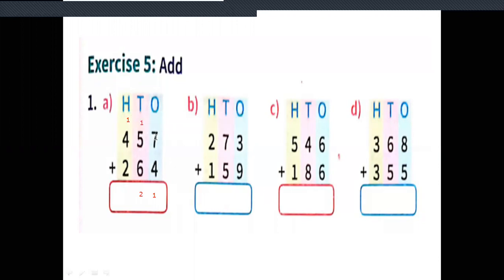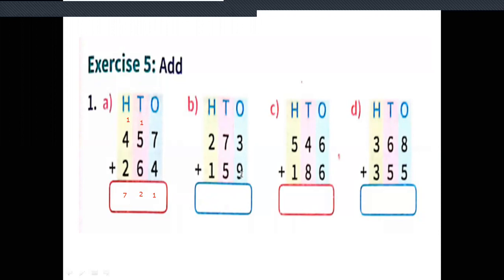Understood? So, see here, 7 plus 4 is 11. In 11, 1 ten and 1 one. 1 you are writing here, and the ten you are writing in the tens place. Then you are adding 1 plus 5, 6. 6 plus 6, 12. In 12 tens, 100 and 2 tens. The 100 you are carrying over to the hundreds place and 2 tens you are writing in the tens column. 1 plus 4 is 5, 5 plus 2 is 7. So here 7 will come. So the answer for 457 plus 264 is equal to 721.